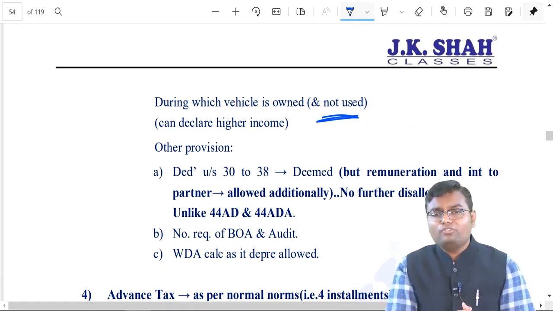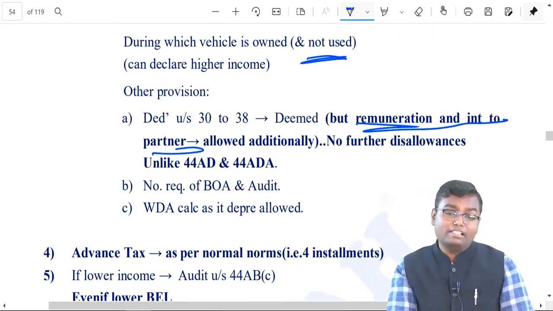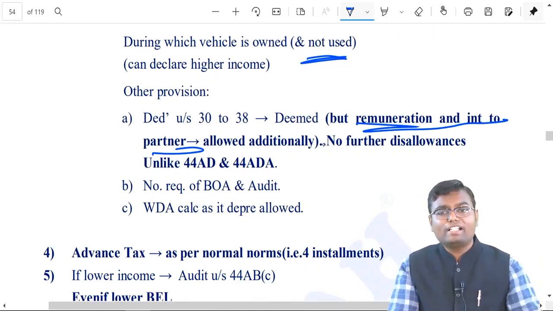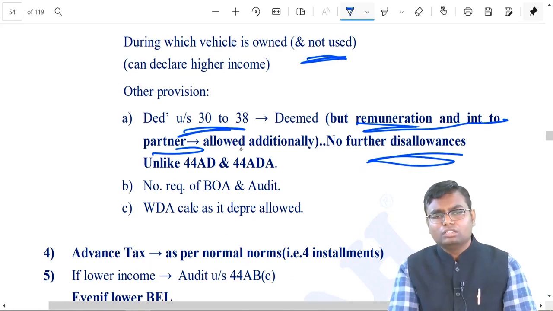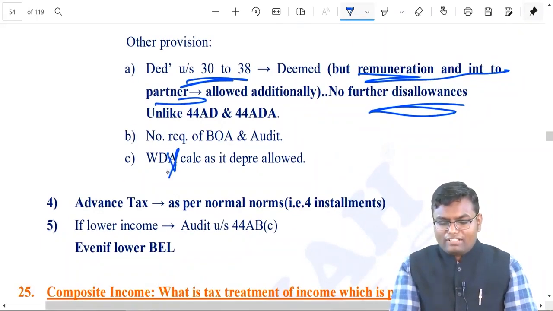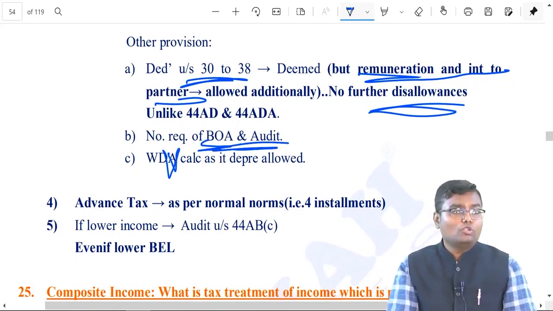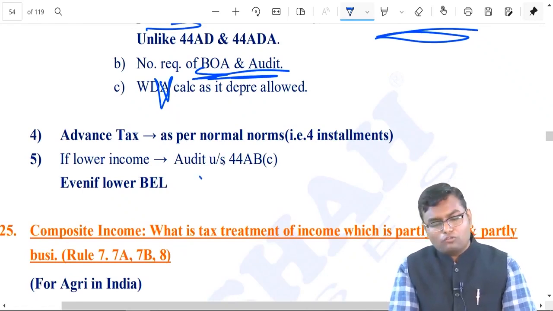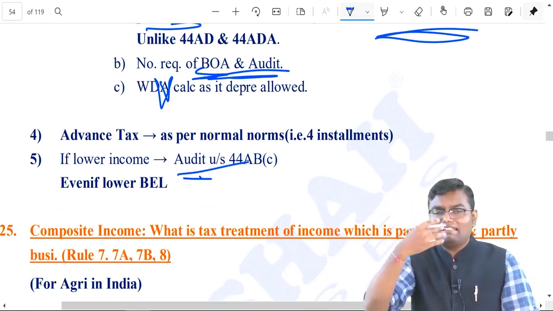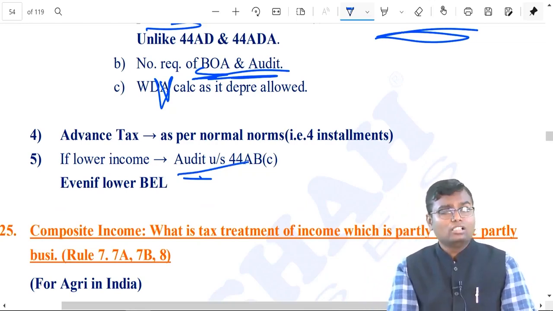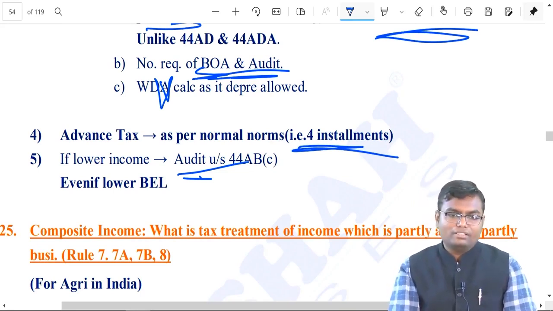If you are following 44AE and you are a partnership firm, additionally you can deduct remuneration and interest, unlike 44AD and 44ADA. However, no other deduction will be allowed, no other disallowances to be done. WDV will be calculated as if depreciation is allowed, no books to be maintained, no audit to be done. But if you show lower income, you have to maintain books and conduct a compulsory audit, even though total income is less than the basic exemption limit. And advance tax you have to pay in 4 installments, not 1 installment. That is the difference.